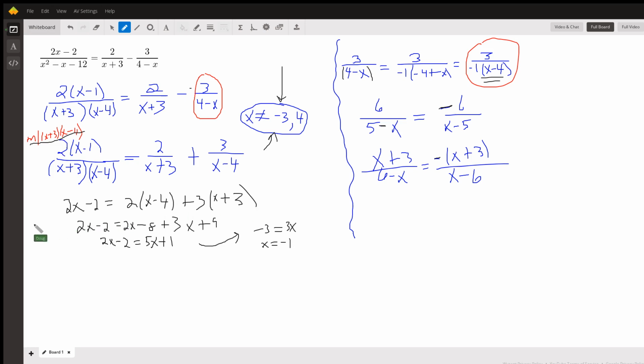Now it's a matter of removing parentheses, collecting similar terms, and getting the x's on one side of the equal sign and the constant terms on the other, and then dividing through by the coefficient of x. In this case, negative 3 divided by 3 is negative 1. So there's your answer, and it's not in our list of rejected values. So that should be the answer. Now you could plug negative 1 in for x in the original equation and check to see that it works, but I won't go through that right now.